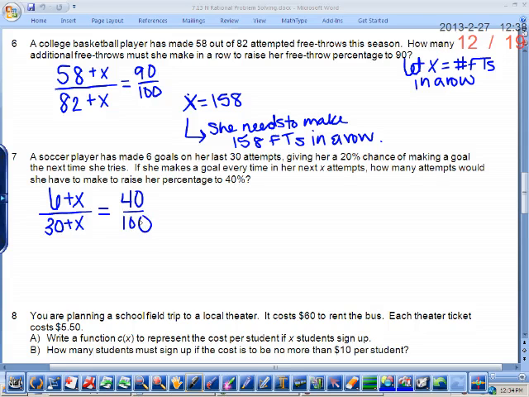What is that 20% chance coming from? That 20% just tells you that right now she's at 6 out of 30, which is 20%. She's figuring out how she's going to be able to raise it to 40%. Obviously on your homework, would you be allowed to simplify the 6 over 30? You can only cancel factors. 6 is not a factor. 6 plus x is a factor.